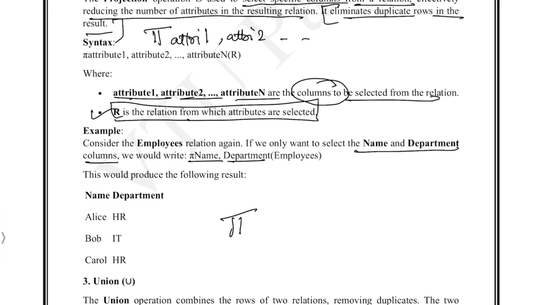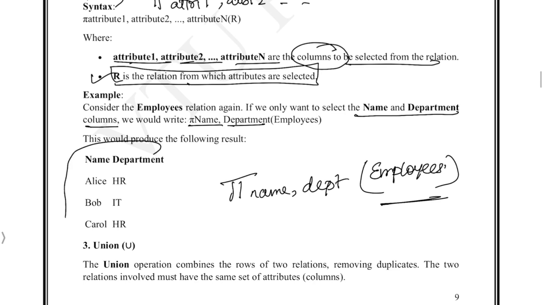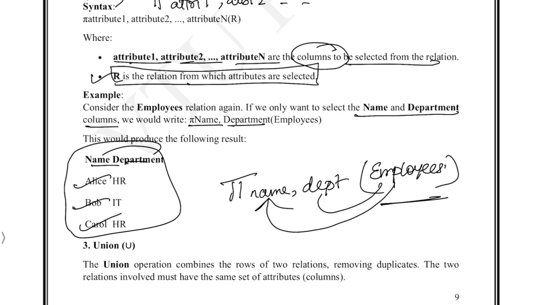What are the attribute names? First is name, next is department. Once you are done, you pass the relation, the table name, which is employees. You get this result: Alice, Bob, and Carol. Why did we get name and department? Because we asked for the name as well as the department from the employee relation, so with these two we got this table.